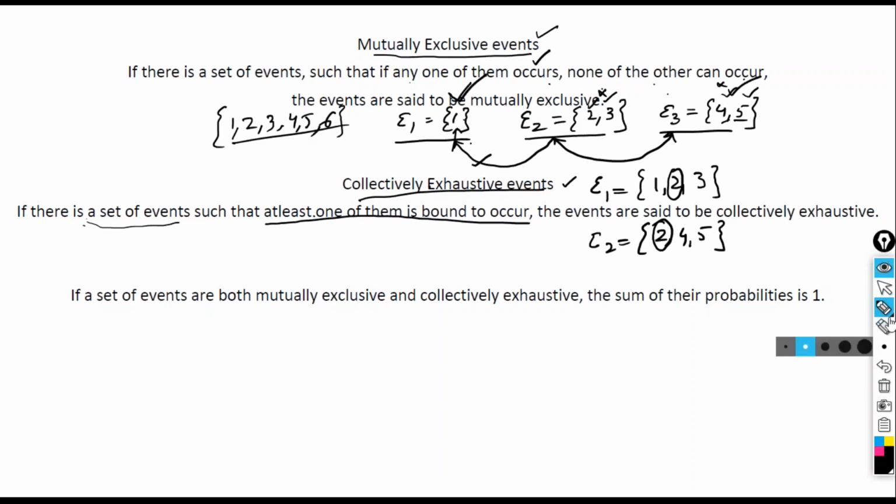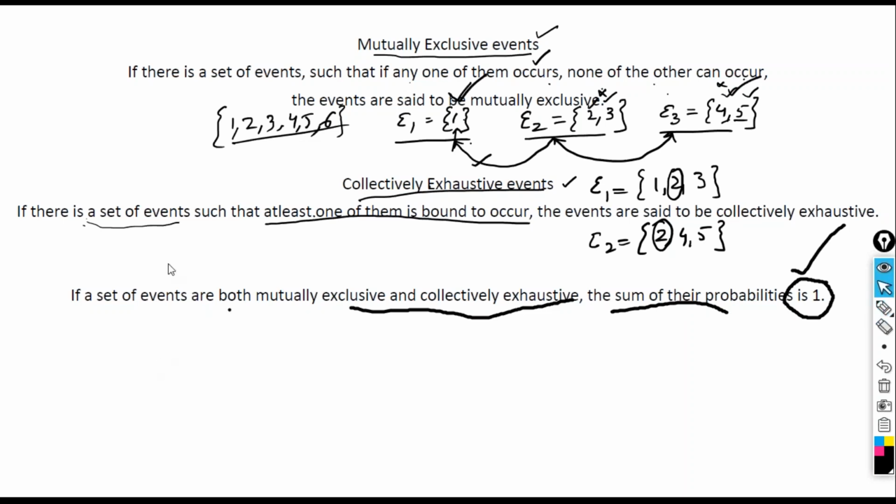So this is very helpful in understanding one part, which is that if a set of events are both mutually exclusive and collectively exhaustive, the sum of their probabilities is 1. If they are not mutually exclusive and collectively exhaustive, then we cannot take the sum of their probabilities as 1.